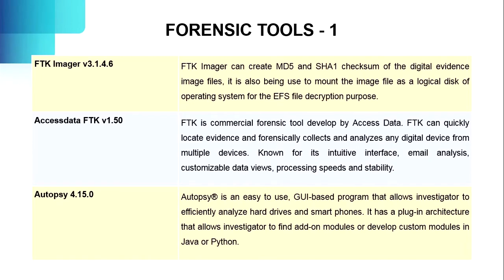Forensic Tools 1. FTK Imager version 3.146. FTK Imager can create MD5 and SHA1 checksum of the digital evidence image files. It is also being used to mount the image files as a logical disk of operating system for the EFS decryption purpose. Access Data FTK version 1.50.